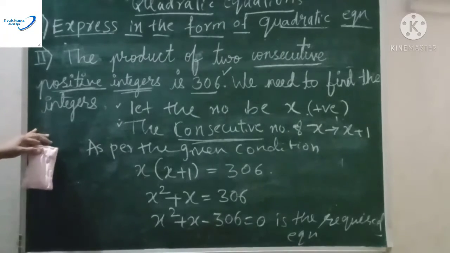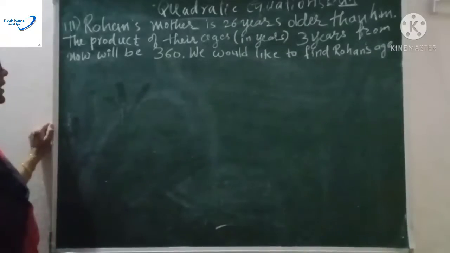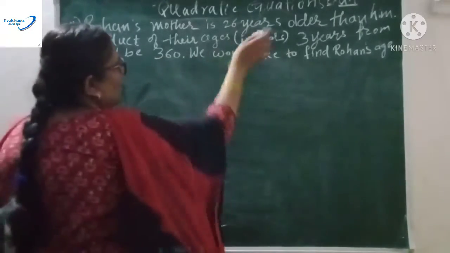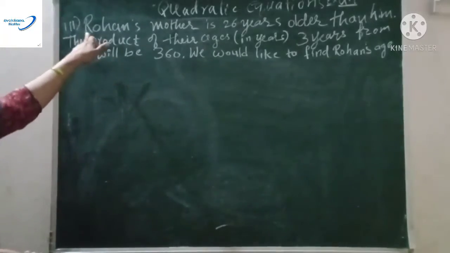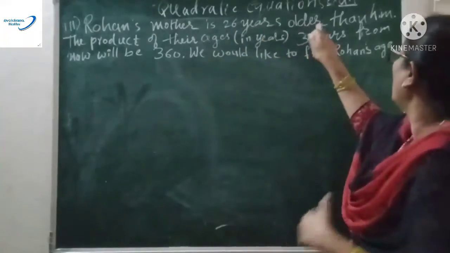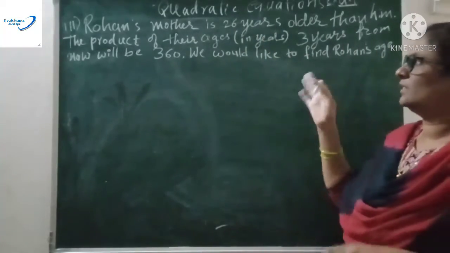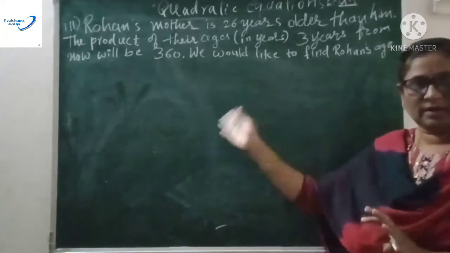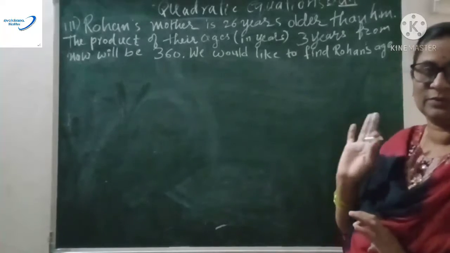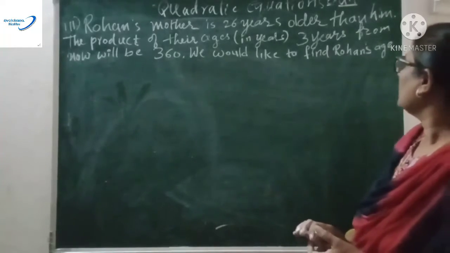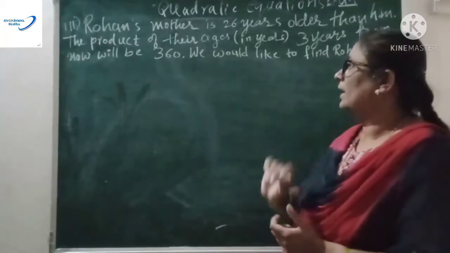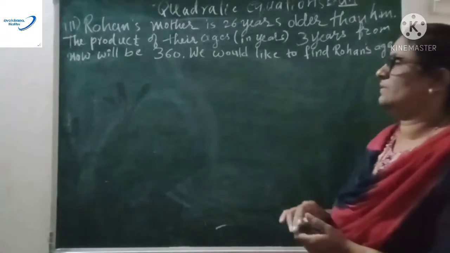So let me continue the third one also. Continuing with the third question. Children, don't get afraid because this is of years and all that. So Rohan's mother is 26 years older than him. Most of the students keep themselves away from the questions related to ages. But children, you will get questions based on ages for 3 marks and 4 marks. So today I am helping you to solve such questions in a simple way.